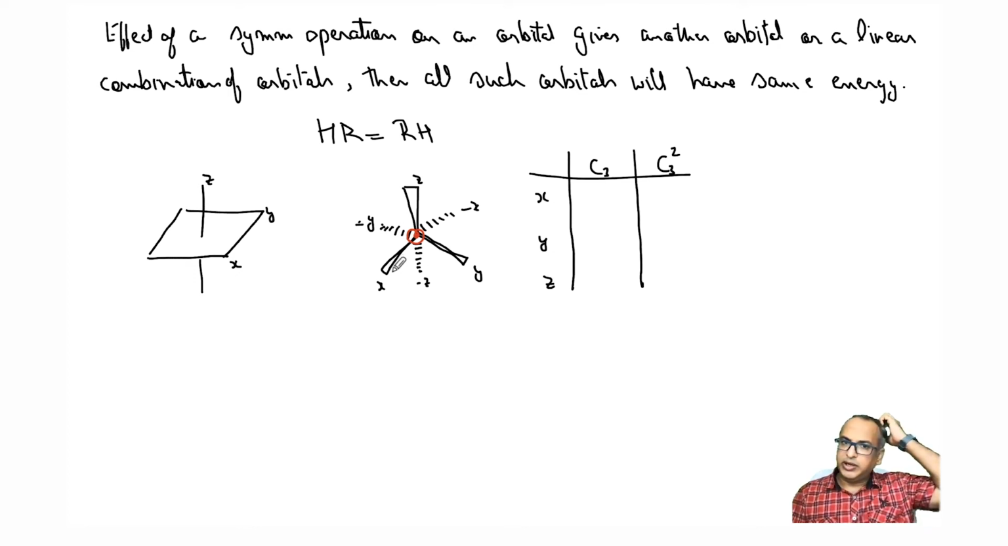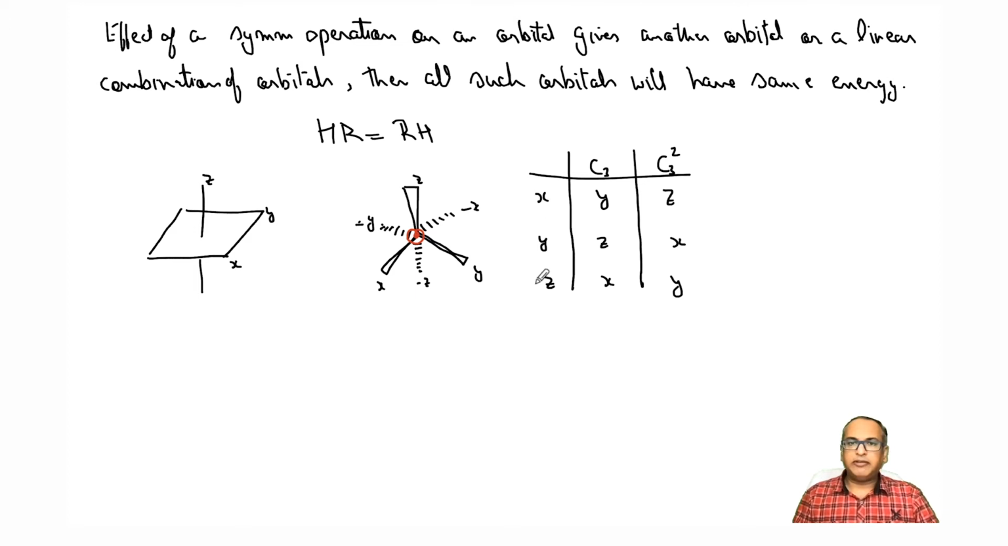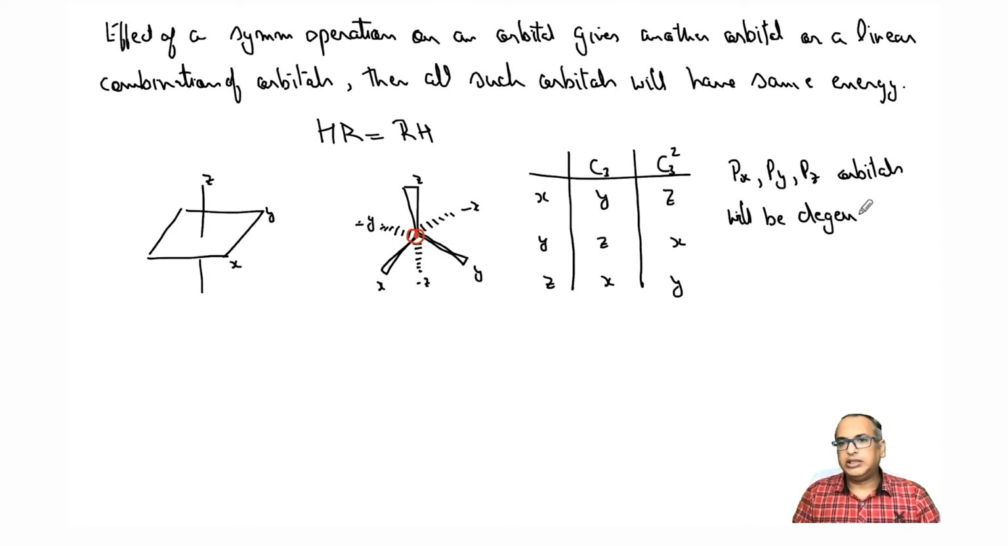So if it is C3 onto X, X goes to Y, right? If we do C3 square, X goes to Z, Y goes to X, Z goes to Y. So that means any property which is oriented along X, Y, Z, that is the Px, Py, Pz orbitals, will be degenerate under OH symmetry.